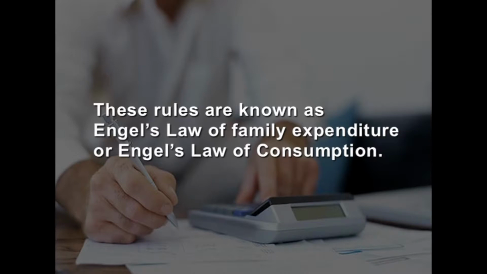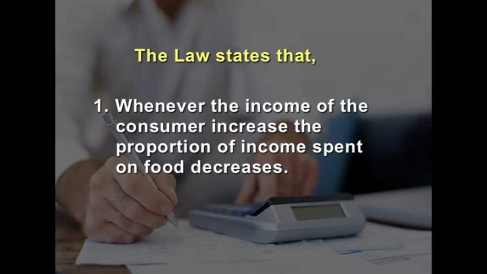These rules are known as Engel's Law of family expenditure or Engel's Law of consumption. It is applicable to all sections of society. The law states that whenever the income of the consumer increases, the proportion of income spent on food decreases.